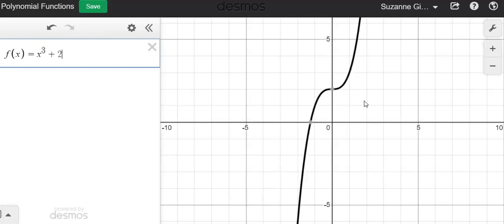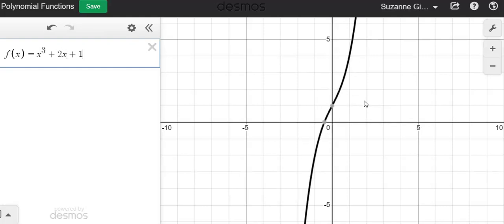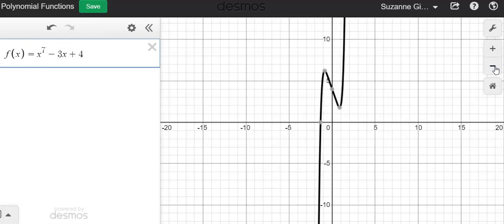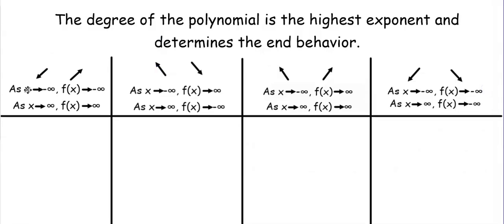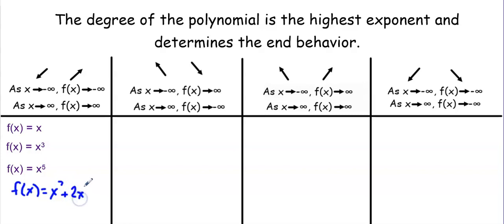If we did more to the function, added a few more terms to it, it doesn't change the end behavior here. Here's another function, and you can see it does not change the end behavior. End behavior where one end goes down and the other end goes up, we have these polynomials that have an odd degree. Other examples to add to this would be f of x equals x to the 7th plus 2x to the 6th plus 5. As long as the degree of the polynomial, in other words, the highest exponent, is an odd number, you'll have the same end behavior.